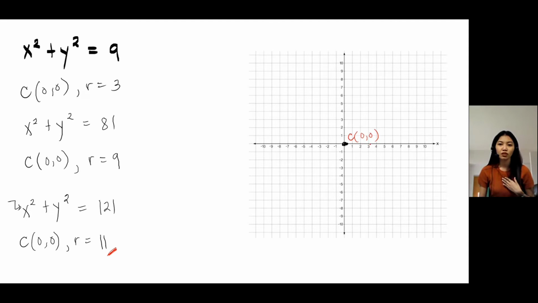So 1, 2, 3, 4, 5, 6, 7, 8, 9, 10, and 11. Okay. And 11 units din papunta sa taas, and another 11 units going to the left. So 1, 2, 3, 4, 5, 6, 7, 8, 9, 10, and 11. So this is our radius. Again, from the center, count 11 units downward. And these will be the points on the circle. And just connect.